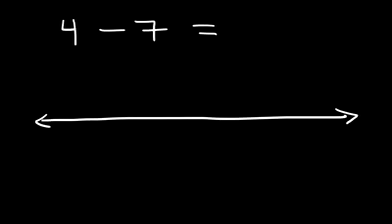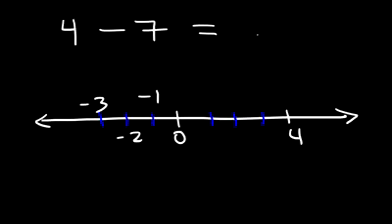Now it's your turn. Try this one. What is 4 minus 7? So let's start with positive 4. And let's travel 7 units to the left. So 1, 2, 3, this is the fourth one, and then 5, 6, 7. So this is negative 1, negative 2, negative 3. Therefore, 4 minus 7 is equal to negative 3.